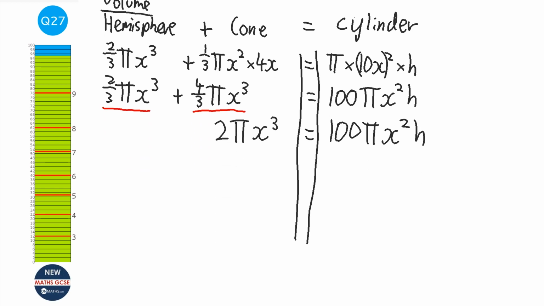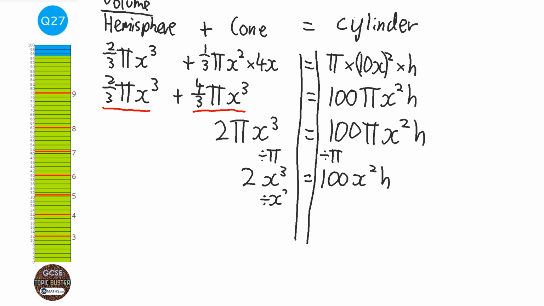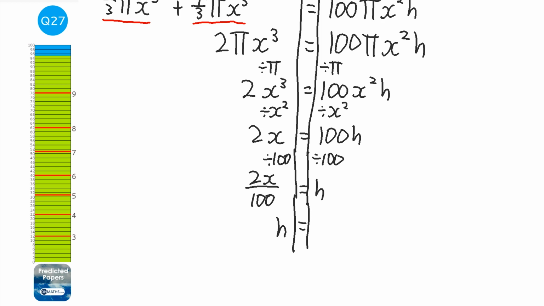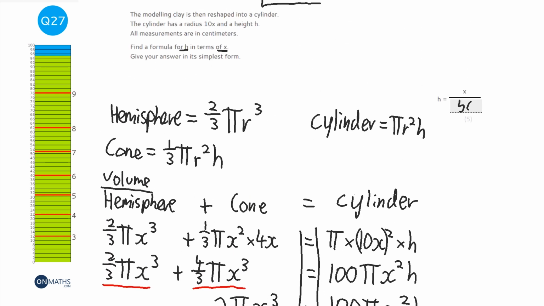So first thing I need to do, well, let's have a look. What's easy to do? Well, what's easy to do is just divide both sides by pi. Let's get rid of the pi's. So 2x cubed equals 100x squared h. Now we want h on its own, so we're getting close. We need to divide by the x squared first to get h on its own. So I'm going to divide by x squared. So we get 2x equals 100h. So we can already see we're really close. So to get h on its own, we need to divide both sides by 100. And that's going to be 2x over 100 equals h, or h equals, and we can cancel the 2 and the 100. We can divide them both by 2, equals x over 50. So our answer is h equals x over 50.